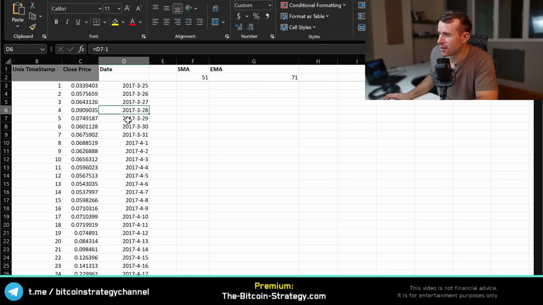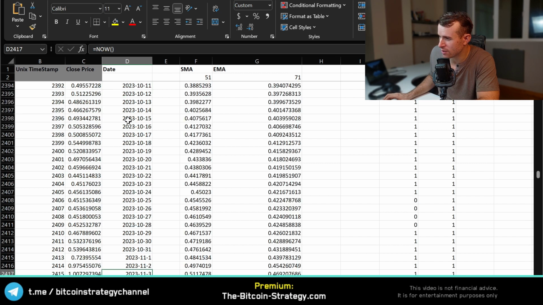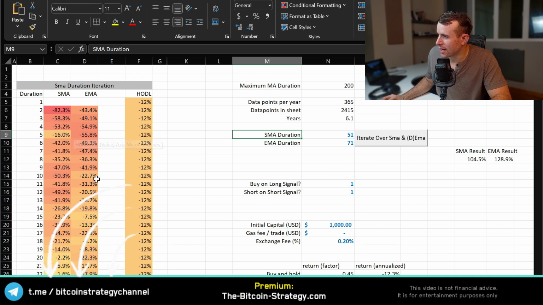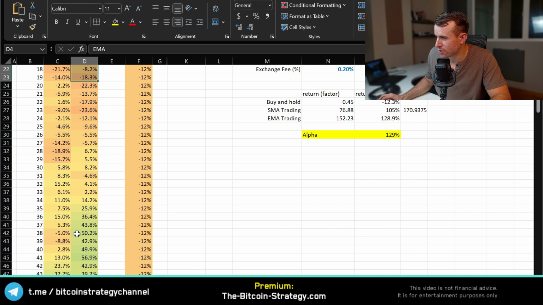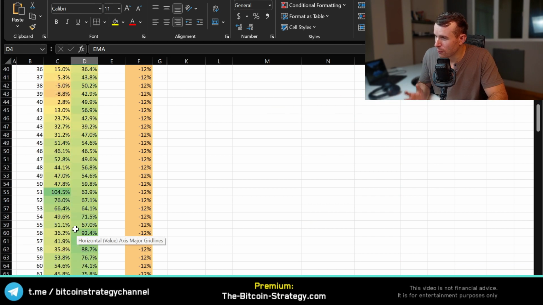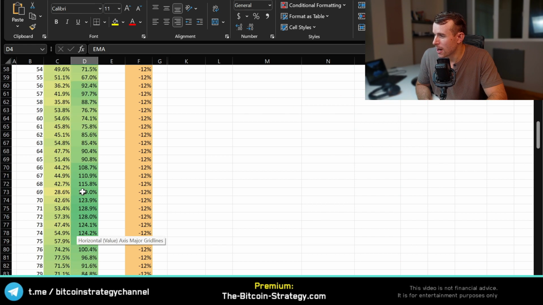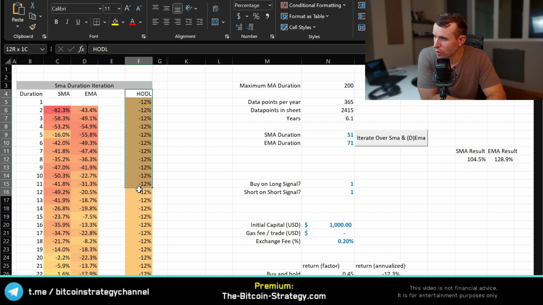So I looked out for all the data I could find. This macro Excel sheet starts in 2017, March of 2017, all the way to today. And I have calculated the daily moving averages, the simple moving average and the exponential moving average. And I've simulated, had we followed that trend following strategy, how well would we have done depending on the different moving average durations. Buying and holding the ARK token would have given us annualized minus 12%.